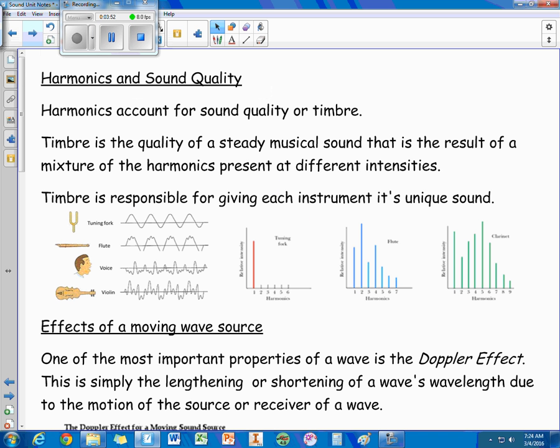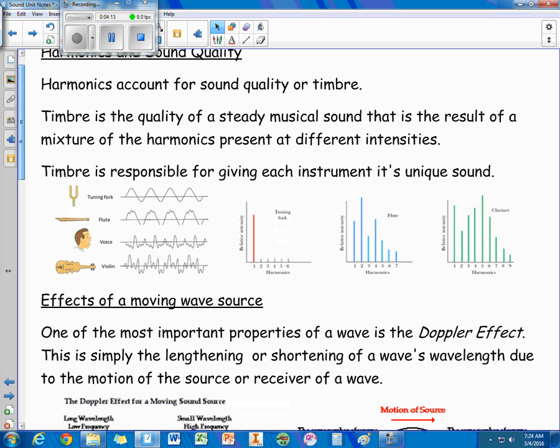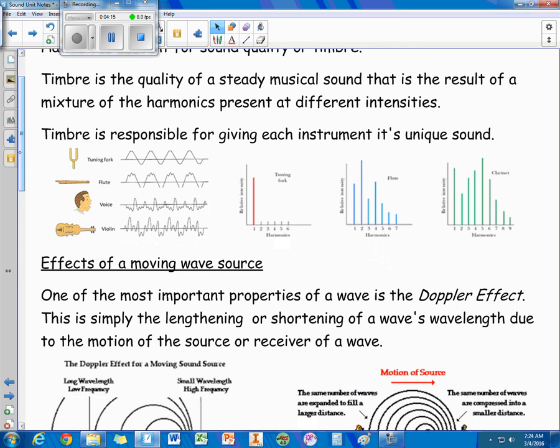Now, with these, we can start talking about sound quality. And harmonics account for something called timbre. I know it's kind of spelled like timber, but it's pronounced timbre. Timbre is the quality of a steady musical sound, and it's the result of a mixture of harmonics present at different intensities.